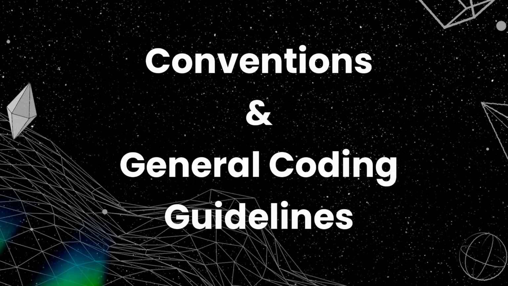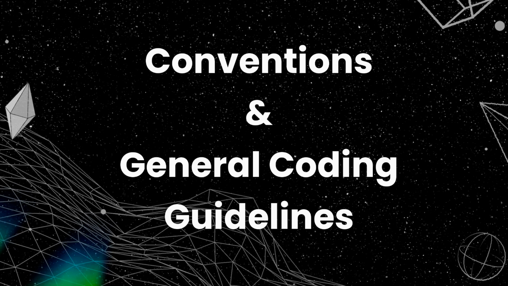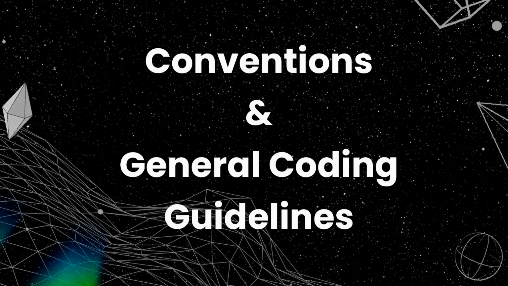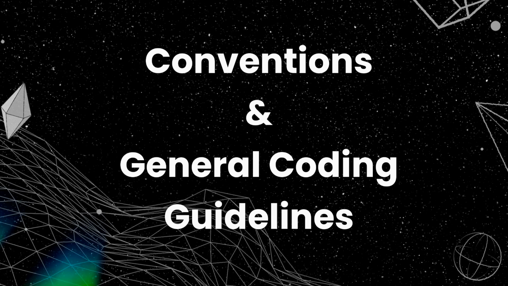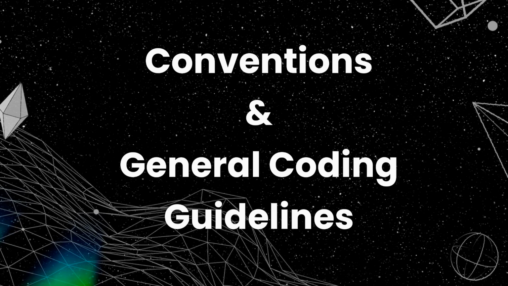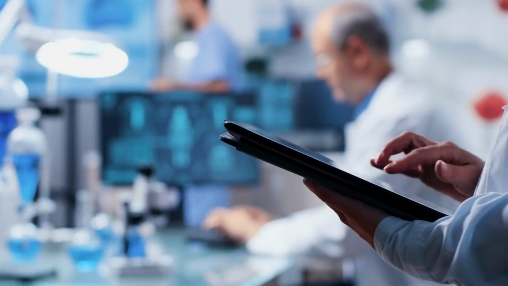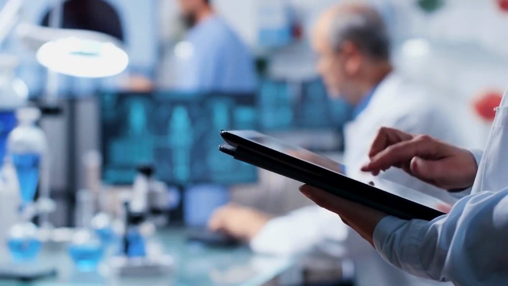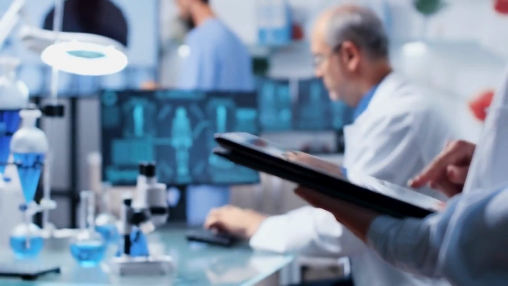The rules fall into two broad categories: conventions and general coding guidelines. We'll explore each in detail, and by the end, you'll have a clear understanding of how to apply them in your coding practice. Let's start with conventions. These are the specific instructions within ICD-10-CM that guide how to look up and apply codes. These conventions are mainly found in two parts of the manual: the alphabetical index and the tabular list.